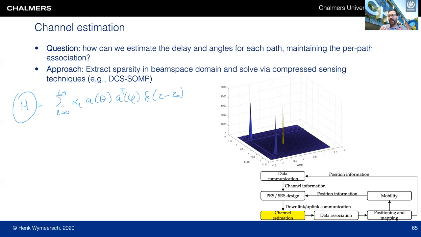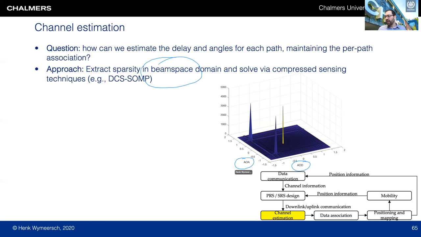In order to get access to these parameters, you need to apply some transformation. This is similar to what people do, for instance, in image processing. An image is a full matrix, but if you apply a Fourier transform, you find something really sparse that only has energy in the lower frequencies. You can do something similar here, and this is called beam space. By transforming your observation to beam space, you immediately see the sparsity. When you transform a channel, you see angle of departure and angle of arrival, and you see that there are three paths in this channel. Immediately you can read off their angle of departure and angle of arrival. Then you can apply methods from compressed sensing to recover angles and delays.